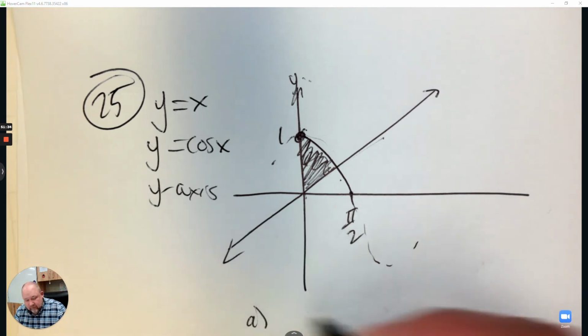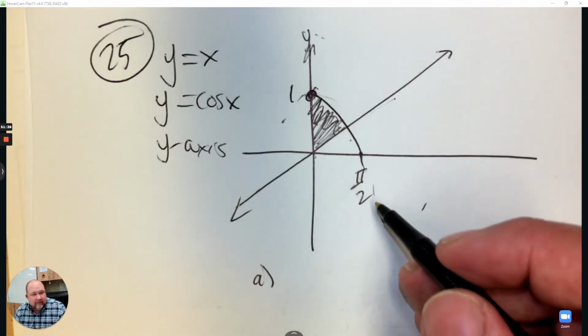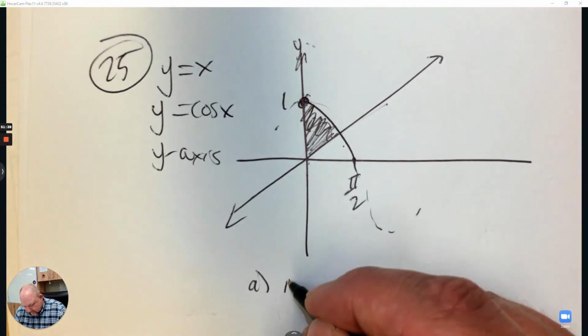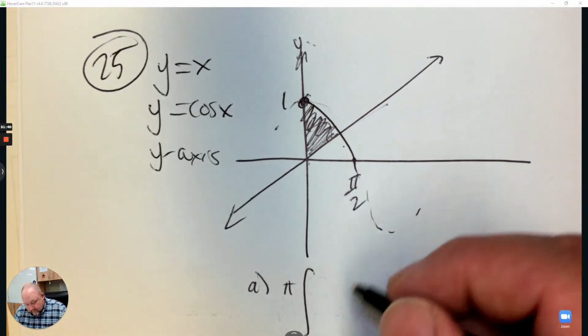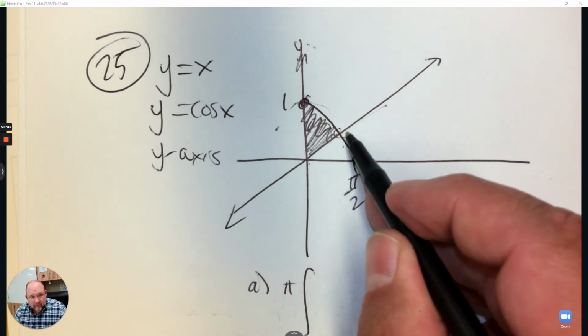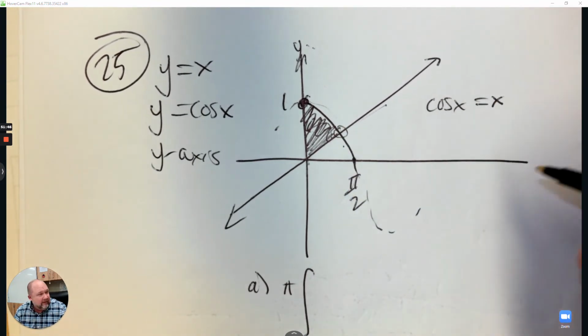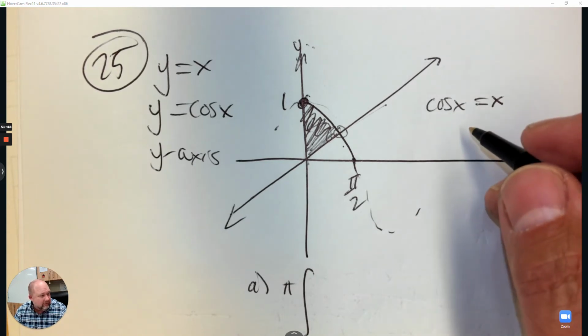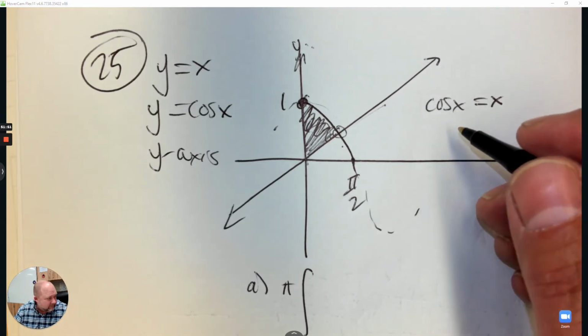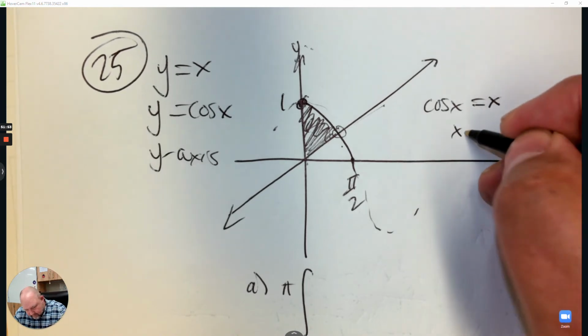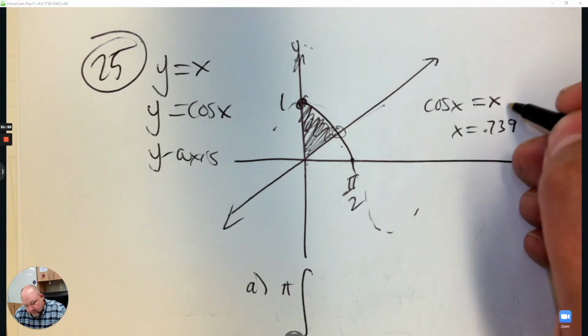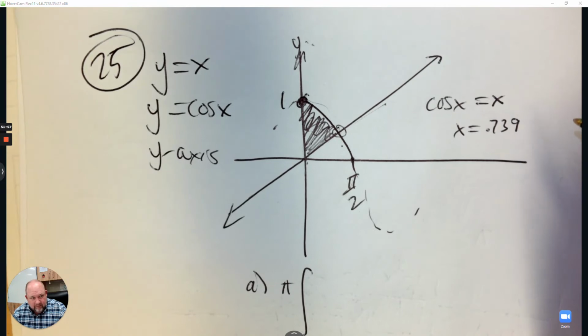Revolution. So there's going to be circles. So if I'm going to revolve that about the x-axis, that's 2 circles. So we're going to go from 0. We need to know this. So with your calculator, you're going to go cosine x equals x, and then use your calculator to see what that value is. That's 0.739. So solve it with your calculator, and you get 0.739.